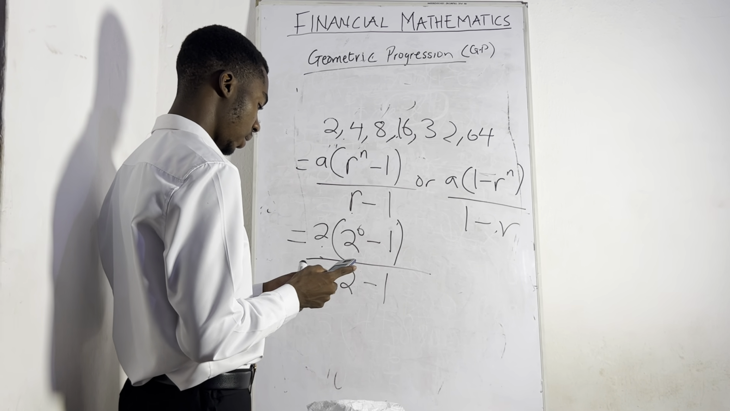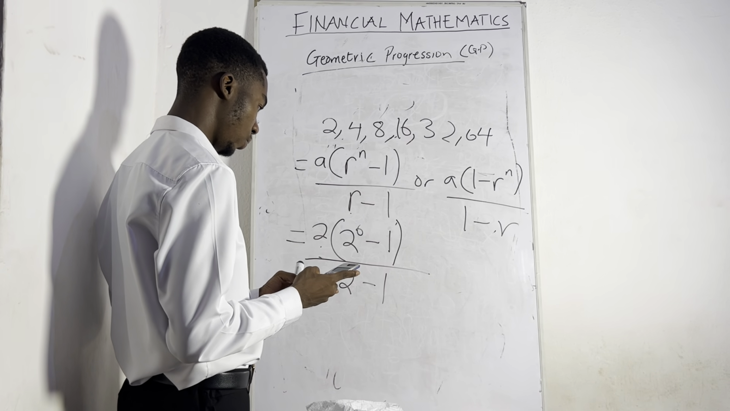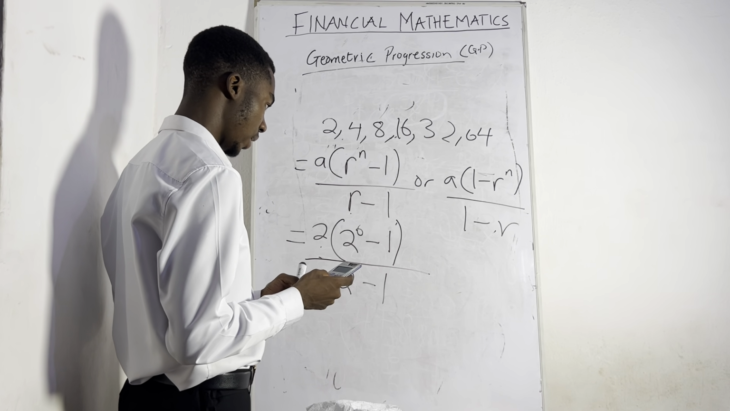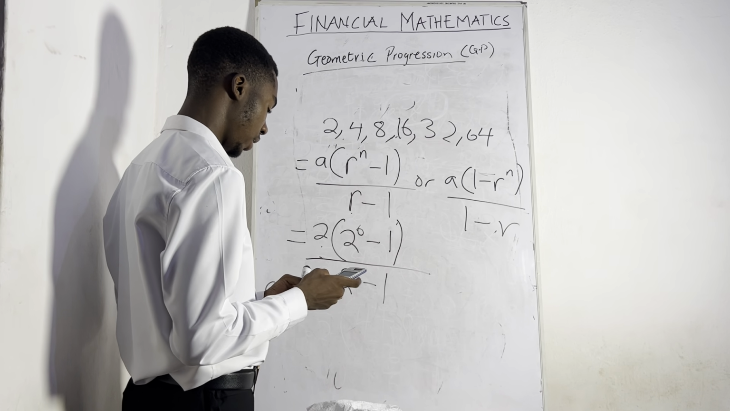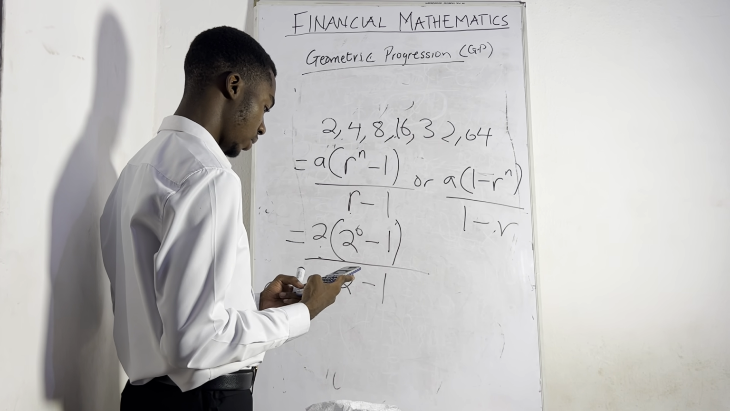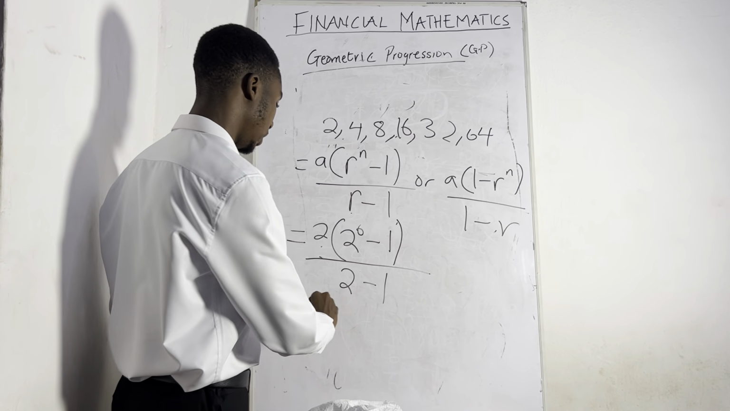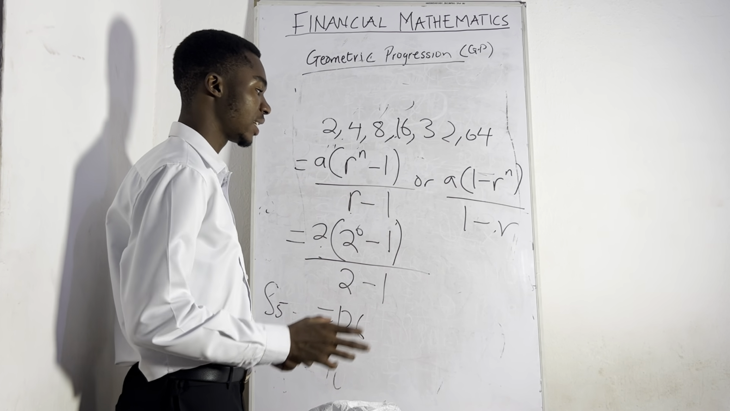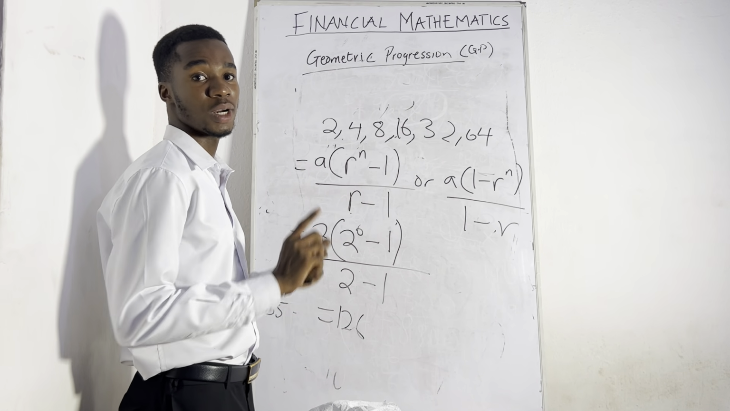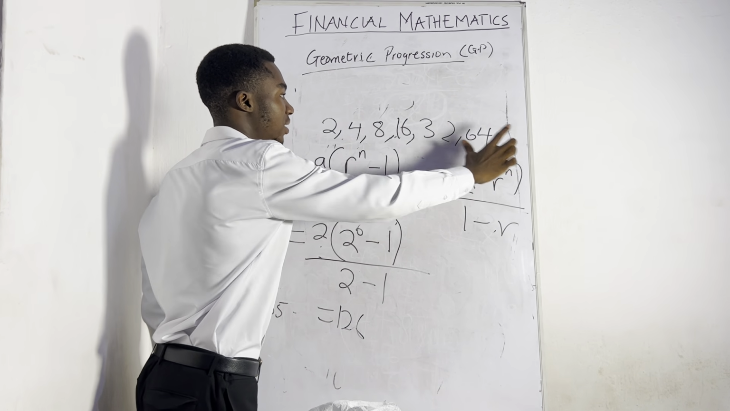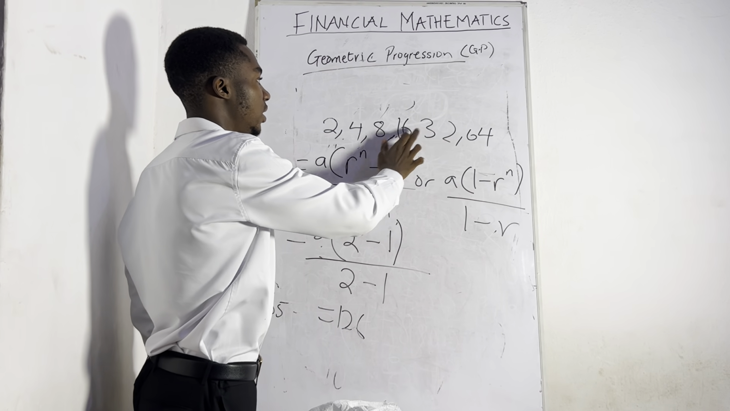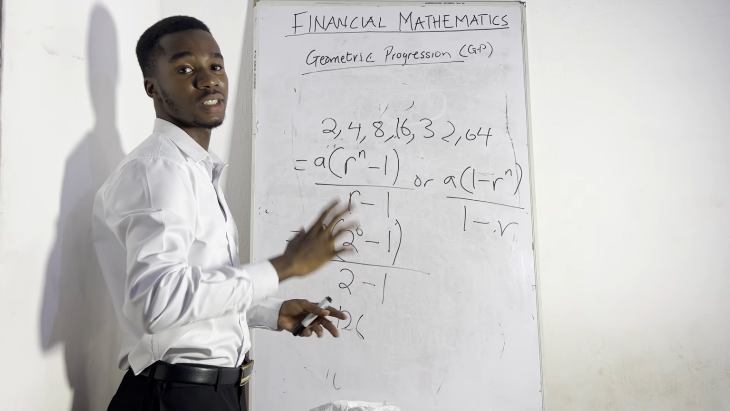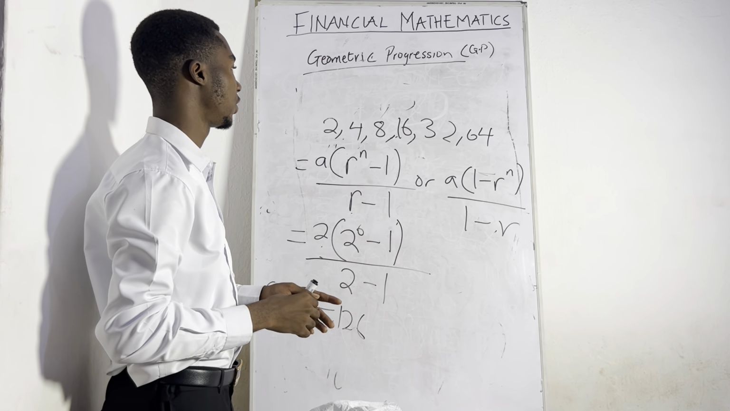So we have a fraction in the numerator, 2 into brackets 2 exponent 6 minus 1 and close brackets over 2 minus 1. We are getting 126. What that means is that the sum of the first 6 terms will give us 126. And these are the first 6 terms, 2, 4, 8, 16, 32, and 64. So if we add all of this, it should give us 126. Let's check and see if it's correct.